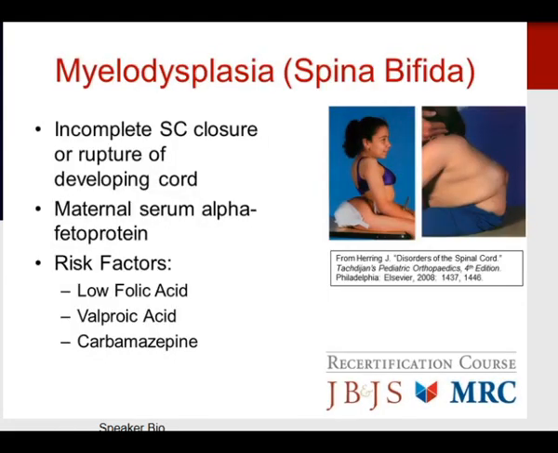Myelodysplasia, or spina bifida, is due to incomplete spinal cord closure or rupture of the developing cord. Frequently, the mom will have an increased serum alpha-fetoprotein, and risk factors include the use of certain anti-seizure medications like valproic acid and carbamazepine, as well as low folic acid. In fact, folate supplementation has significantly reduced the incidence of spina bifida.